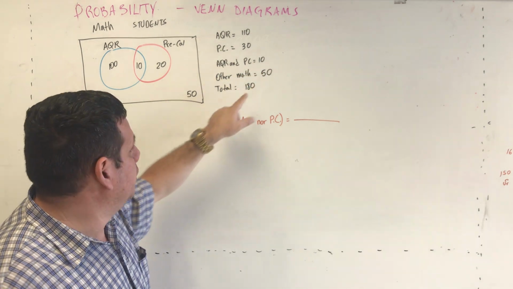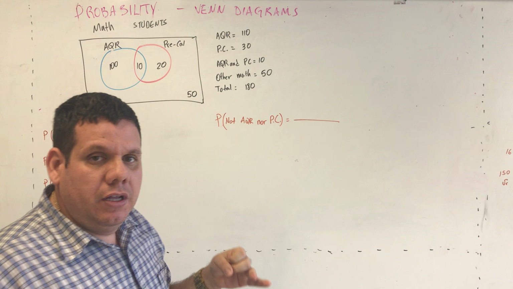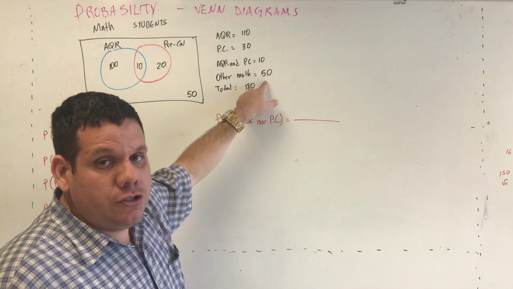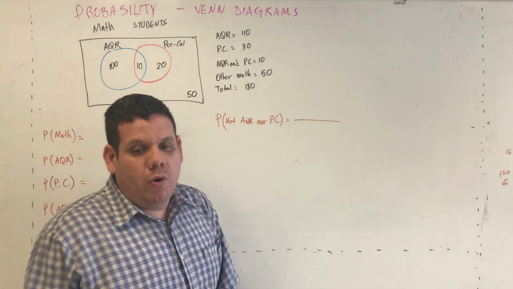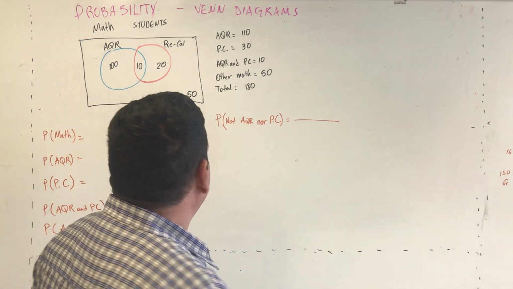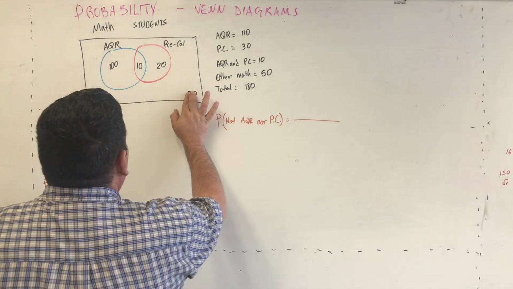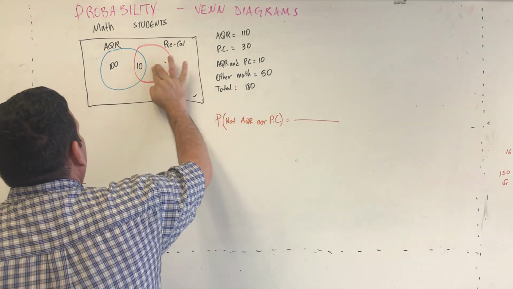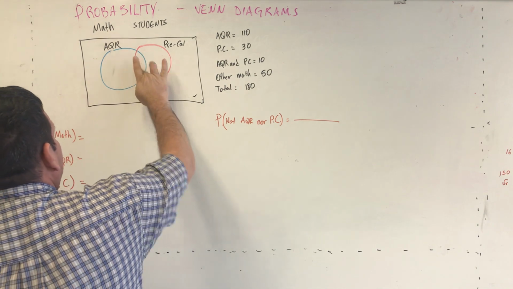We have 10 students, and other kinds of math like algebra 1, geometry, calculus, I have 50 students. So I have in total 180, okay? 180 students. So how do I organize this information here? Okay, the first thing I will erase these values.